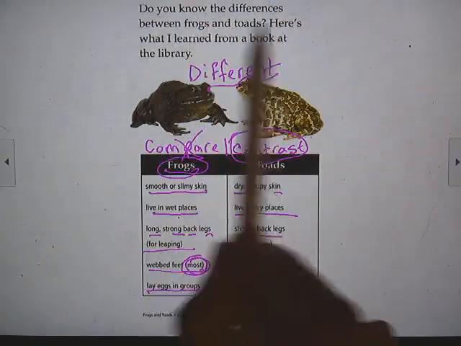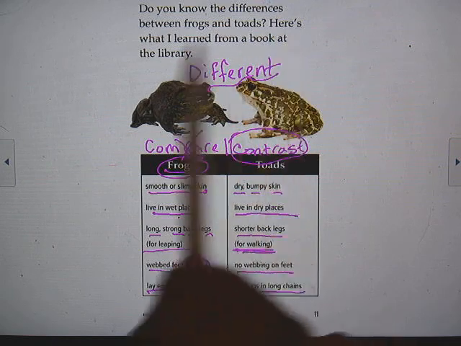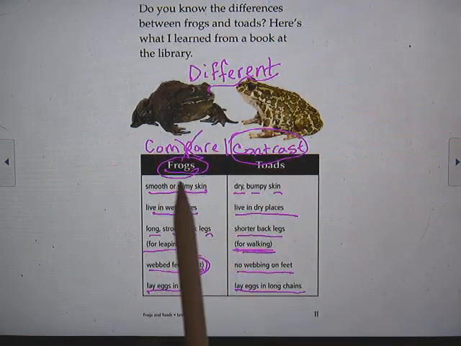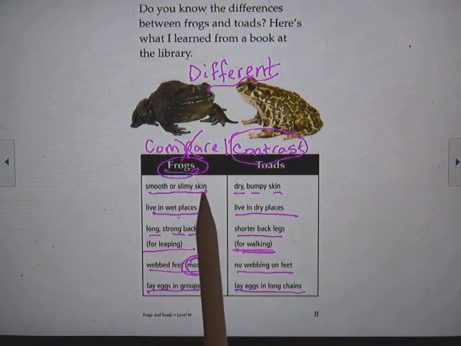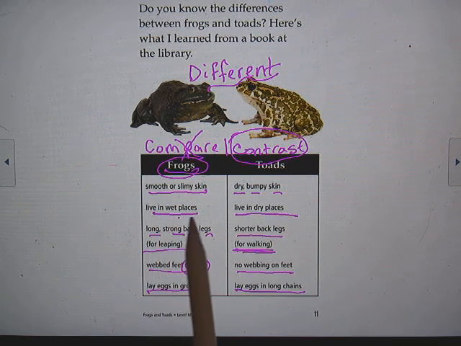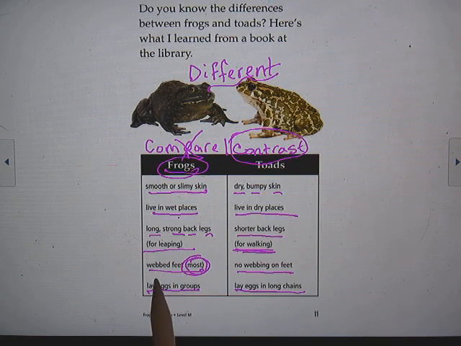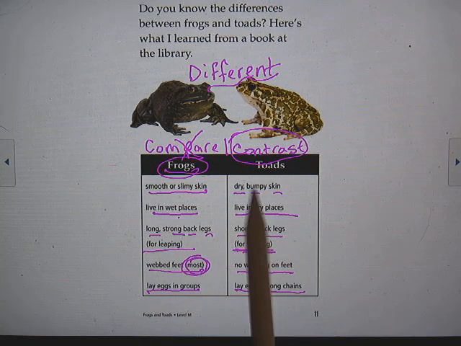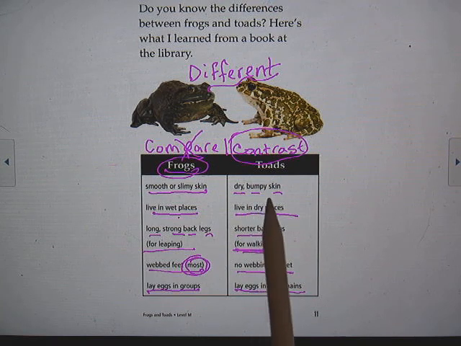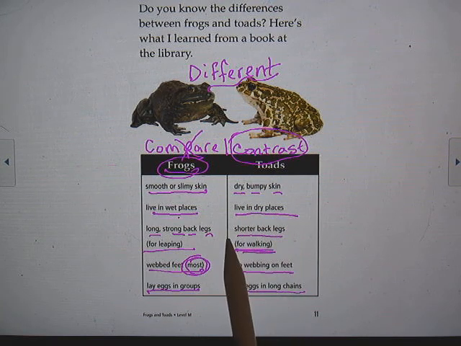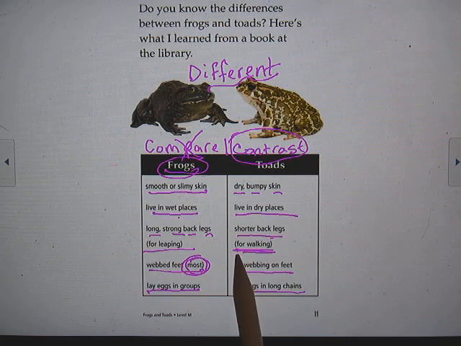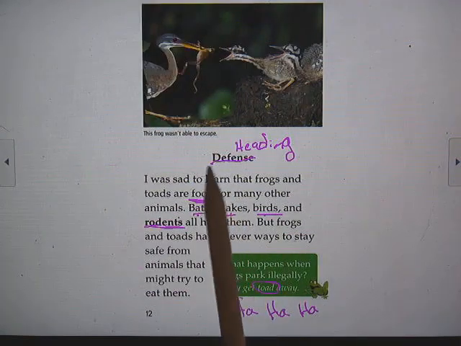Do you know the differences between frogs and toads? Here's what I learned from a book at the library. Frogs: smooth, slimy skin, live in wet places. Long, strong back legs for leaping. Webbed feet, most. Lay eggs in groups. Toads: dry, bumpy skin. Live in dry places. Shorter back legs for walking. No webbing on feet. Lay eggs in long chains.